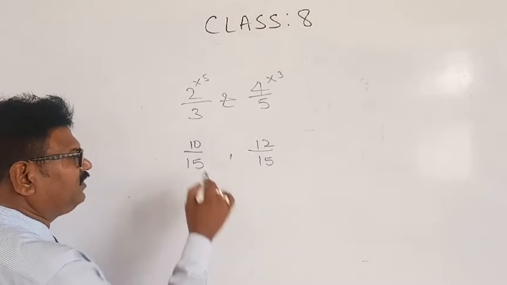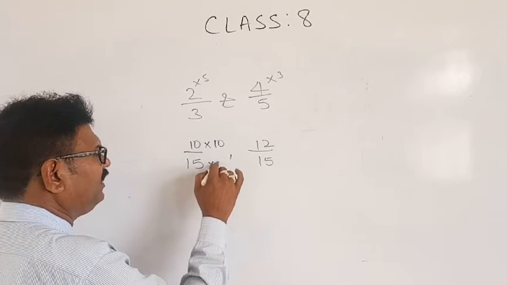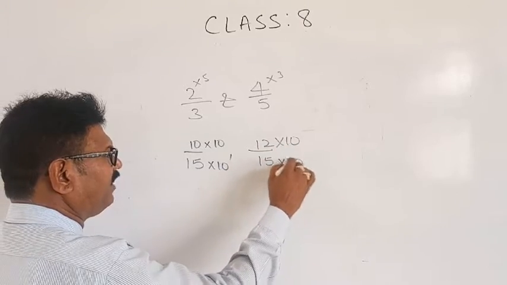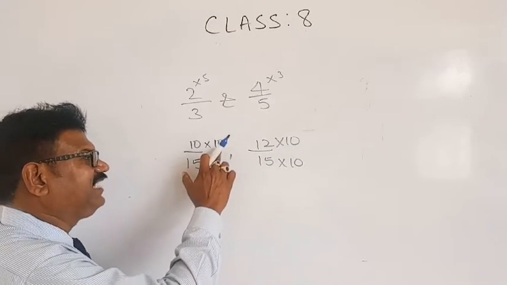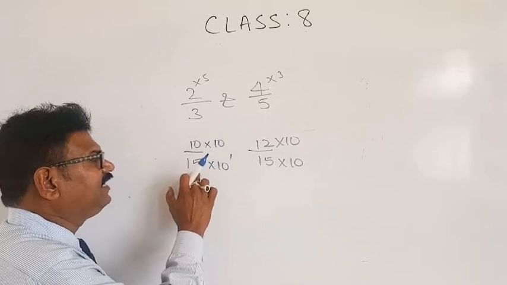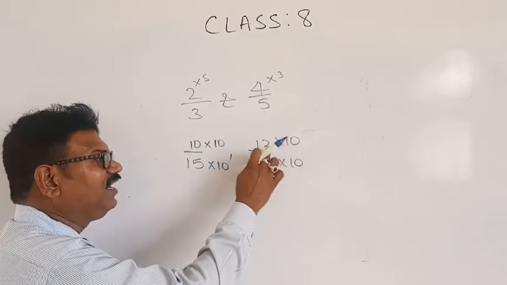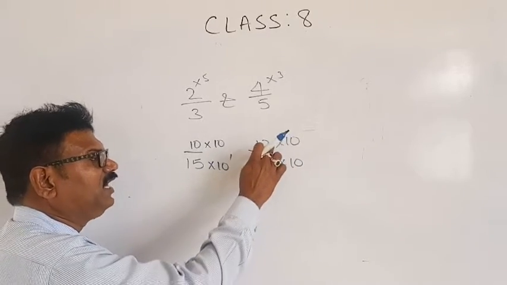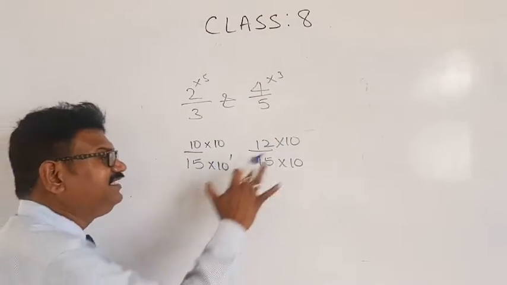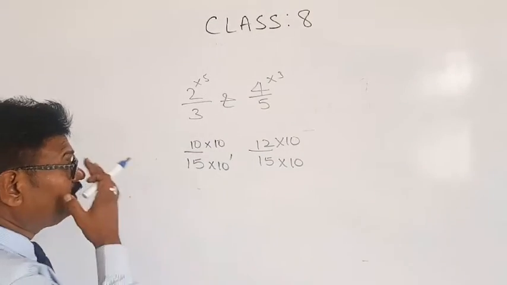So 5 we want, therefore what I will do, I will multiply with 10 here, here also, and here also. If you are multiplying with 10 you should divide with 10 also, because 10 cancels, you should get only 10 by 15. Here also 10 by 10 should cancel and you should get only 12 by 15. Again 12 by 15 is nothing but 4 by 5 only. Did you understand? Physically we are changing, but mentally the value is not going to change.